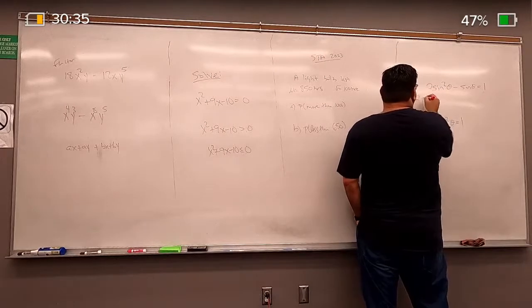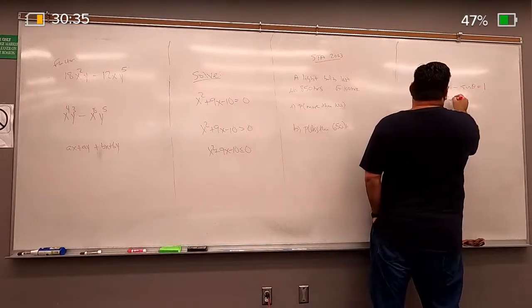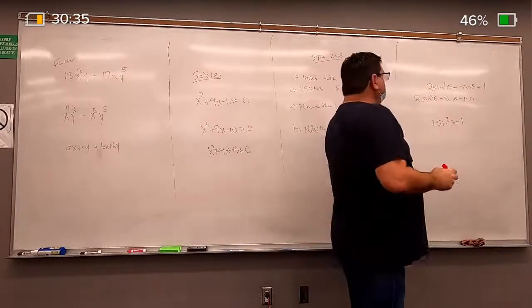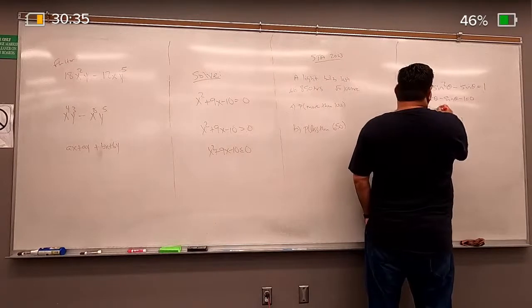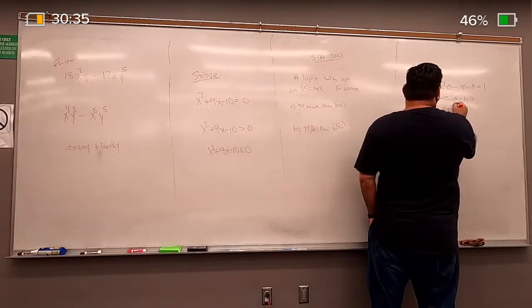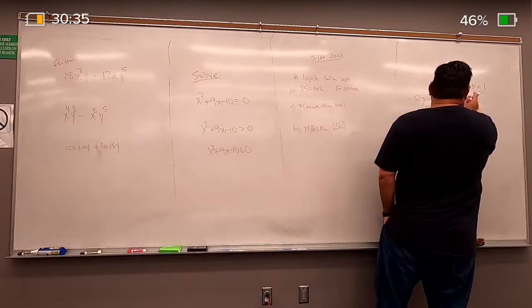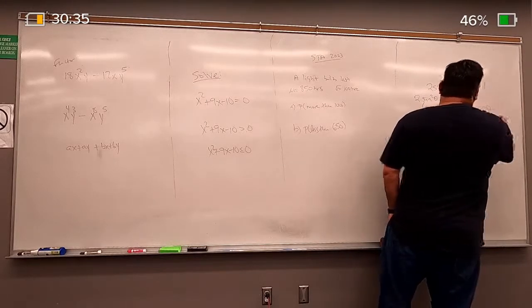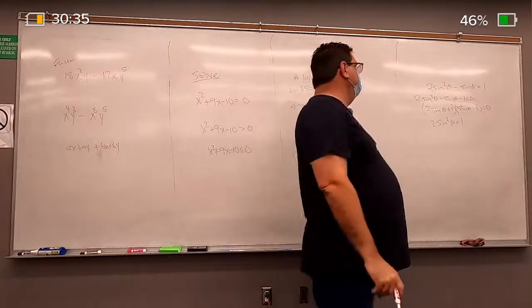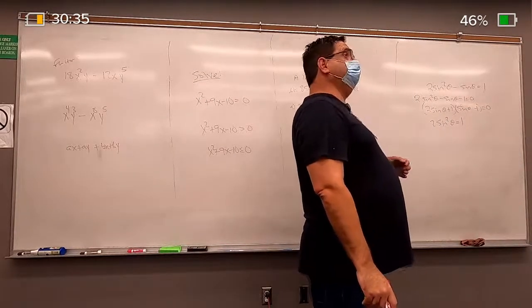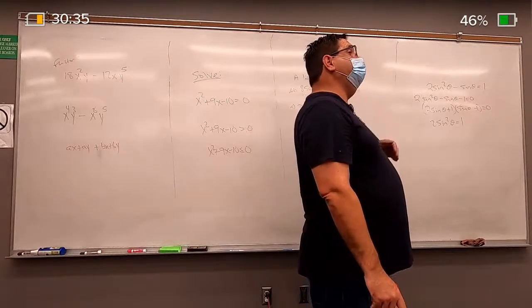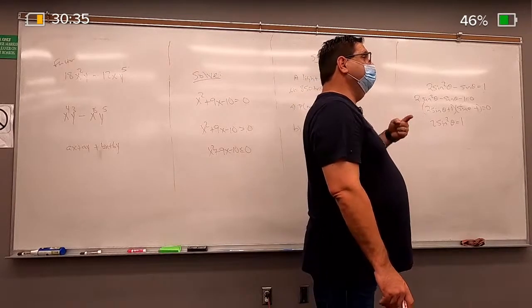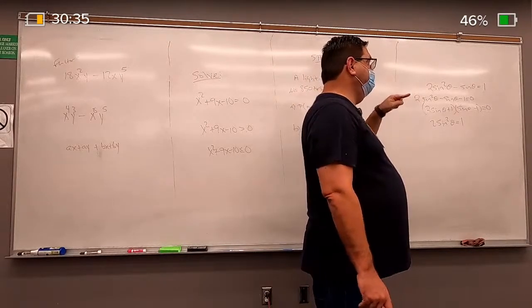You're going to get 2 sine squared theta minus sine theta minus 1 is equal to 0, yeah? And you'll get 2 sine theta plus 1 times sine theta minus 1 is equal to 0, yes? And then you get sine theta is 1/2 and then, no? Sine theta is what? 1/2? Do you not do it separately?